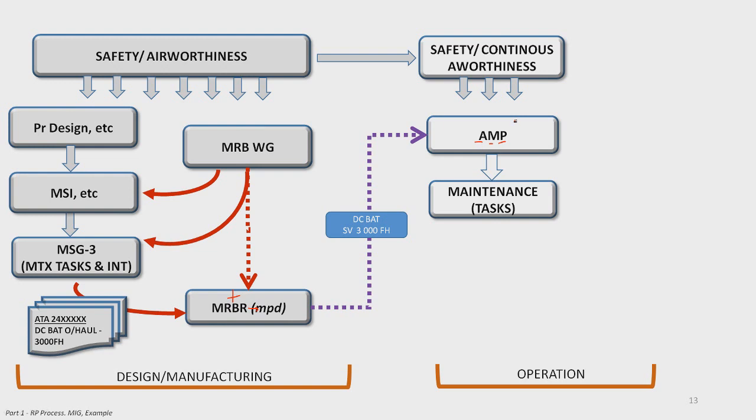And they are saying that DC battery shop visit is 3000 flight hours. Now, the planning department tracks all batteries. Let's say we have 20 batteries in service. It tracks all these batteries, and when a battery reaches 2,900 or 2,950 or maybe 3,000, right?